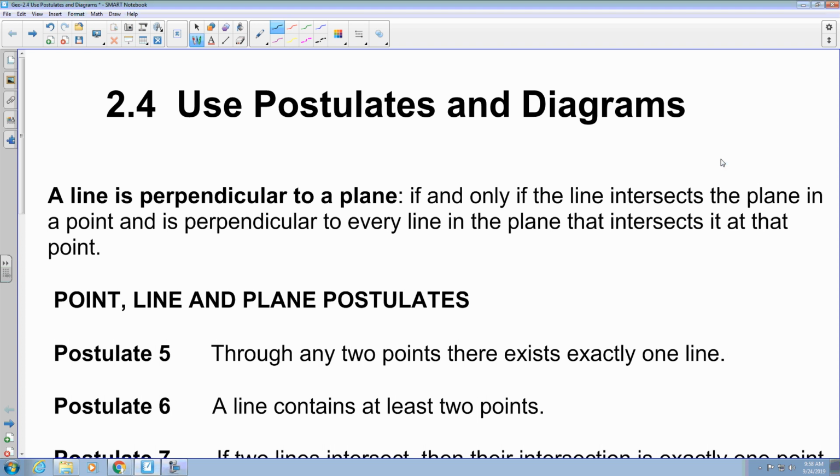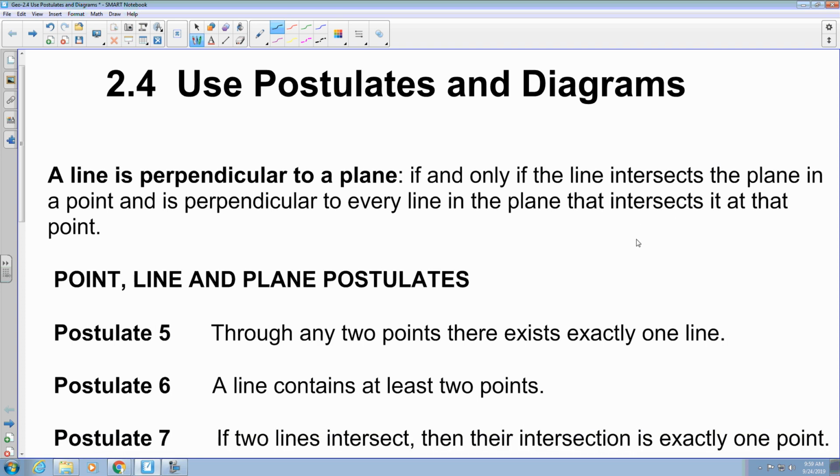All right, we're in section 2.4 where we're going to use postulates and diagrams. We're going to dive into more proofs in the second half of chapter 2. One of the things that we're going to look at is a series of postulates. If you remember, by definition, postulates are statements that don't need proof. They exist without a proof.